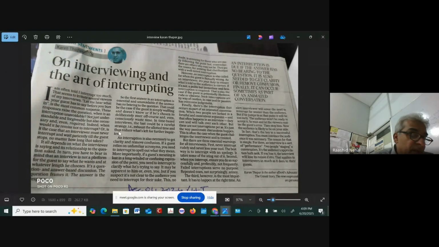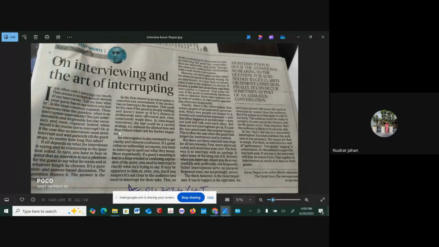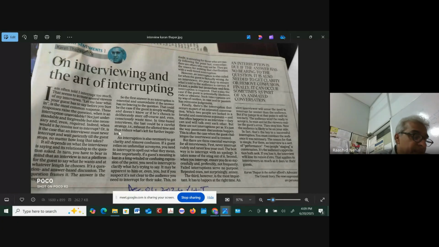So that is where the point is, right? Sometimes it helps in removing confusions also. It is mentioned there. This is the mode that it happens at the right time. The interviewer will sense the need to interrupt sooner than the audience. And in fact, that's the key to a successful interruption. You must convince the audience it was necessary. The reason for that is simple for them. An interview is a sort of performance.